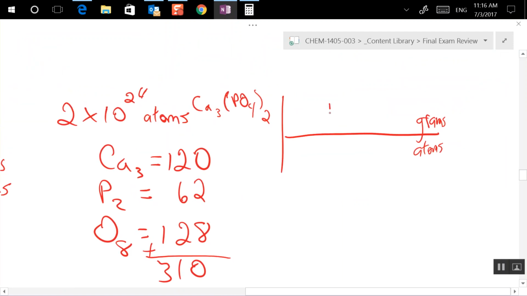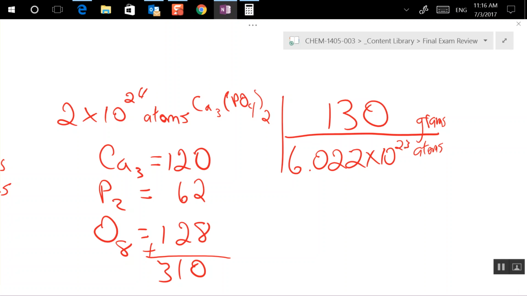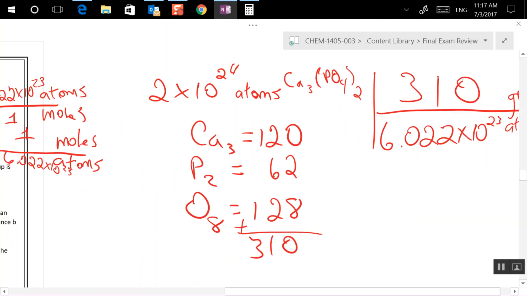So that's the gram mass. 310 grams for every 6.022 times 10 to the 23rd atoms. Okay? And then I'd say this times 310 divided by 6.022 times 10 to the 23rd. I told you have to be dyslexic to do chemistry. But you still have to put your numbers in correctly. Okay, so it's 310. Yes. Okay, so that's simple conversions.